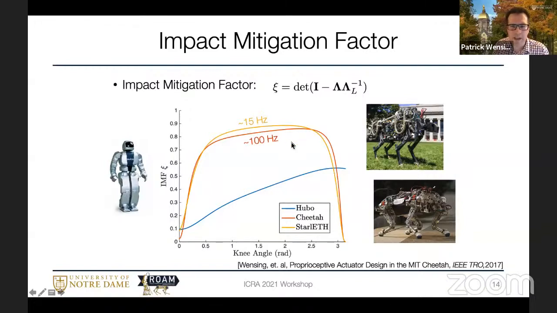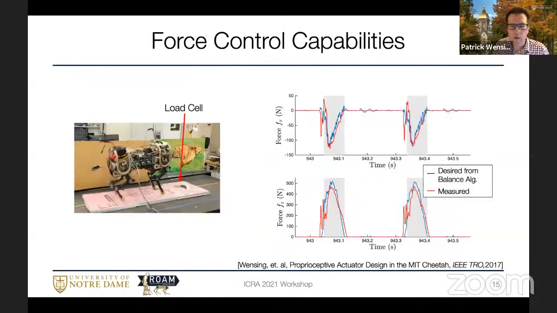So in terms of what this buys you for control, we did a couple of experiments. This was when I ran down in the lab. So here we had Cheetah run over this load cell that's embedded in the ground. And over here, I'm graphing time on the x-axis, force on the vertical axis, and I'm showing the lateral and vertical force here. And in blue is a desired force from a balance controller. And in red is the force that we're measuring from that load cell.